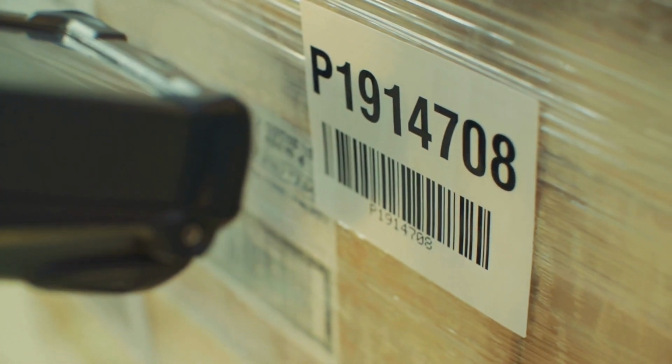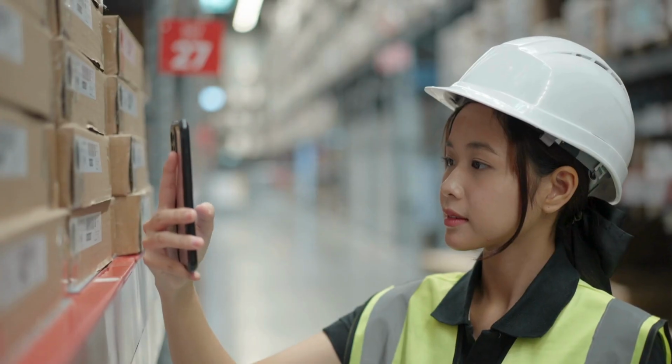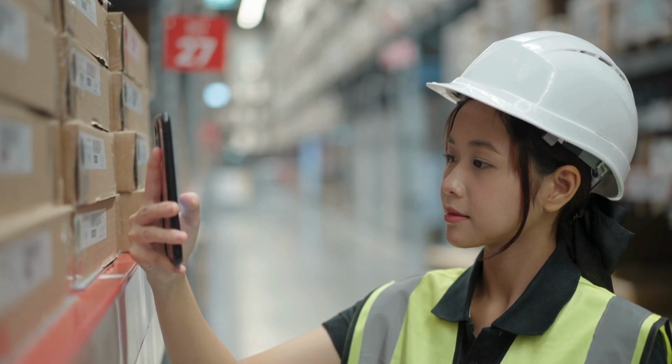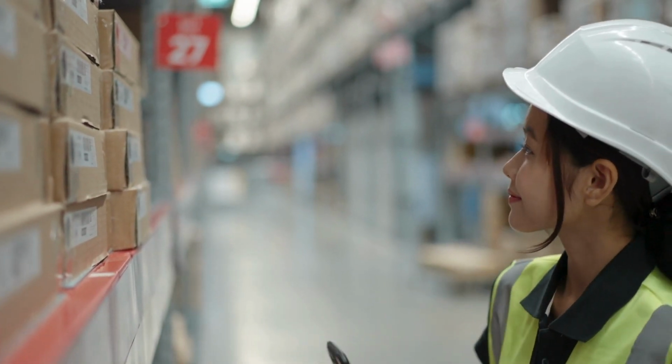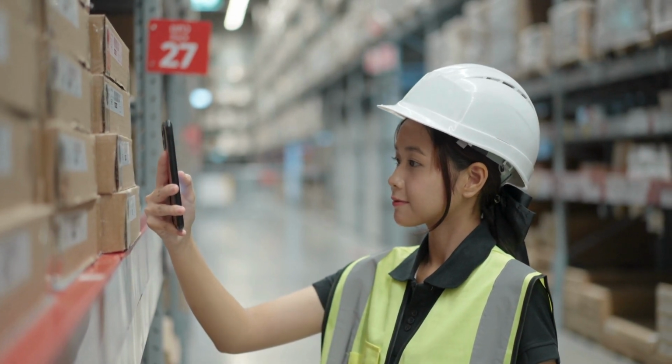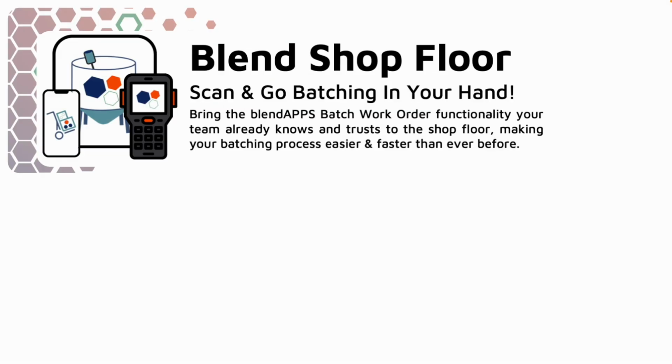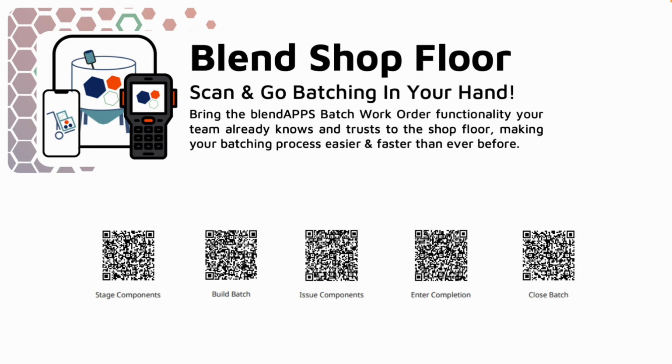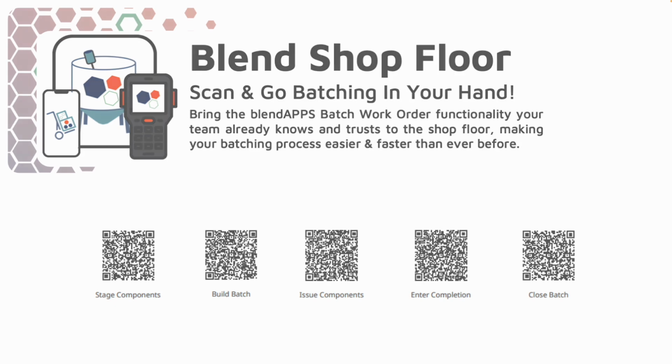Shop Floor is a hardware-agnostic solution that works on any device with a modern web browser installed. You can use your top-of-the-line explosion-proof scanner gun, or you can use the smartphone you have in your back pocket. Use this interface to stage raw materials, build a batch, and if your account utilizes work in process, or WIP, you can do issues and completions with or without backflush, and of course, you can close a batch.